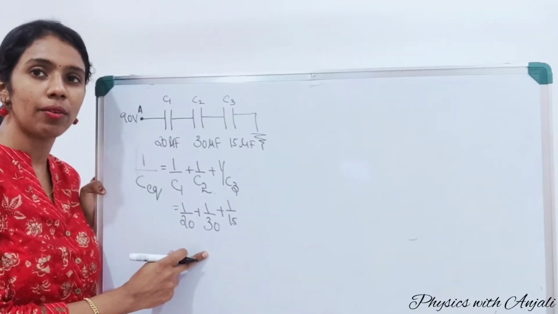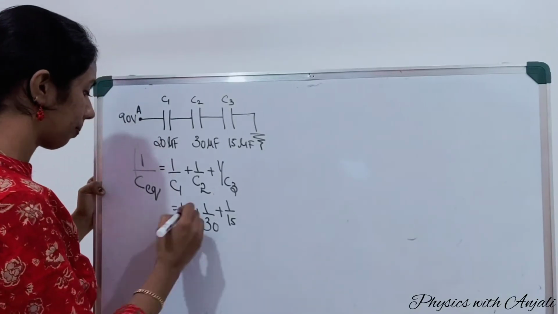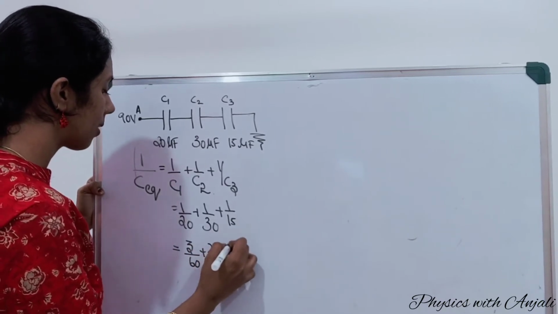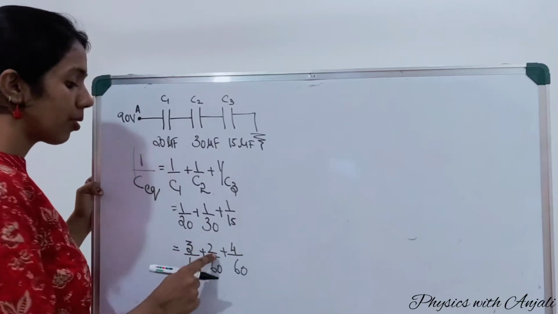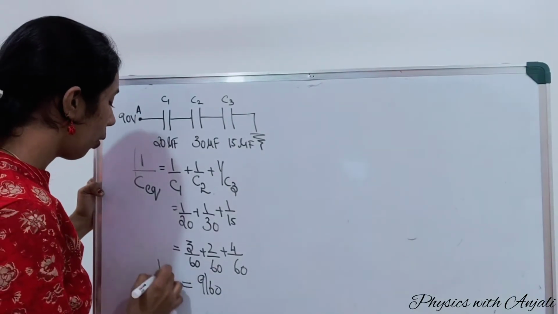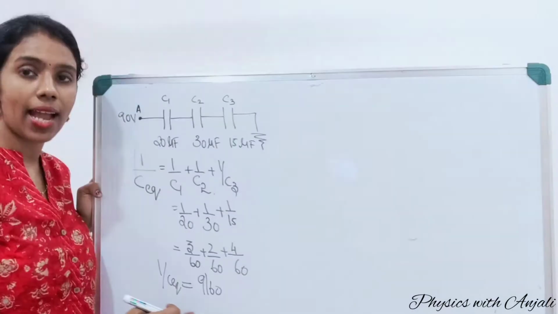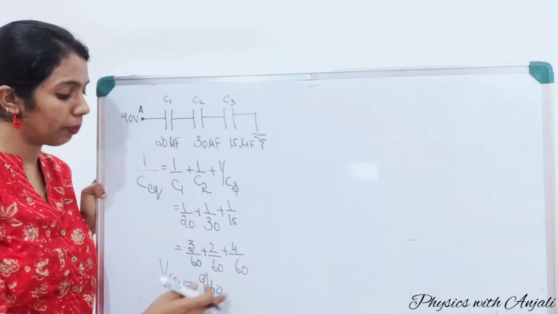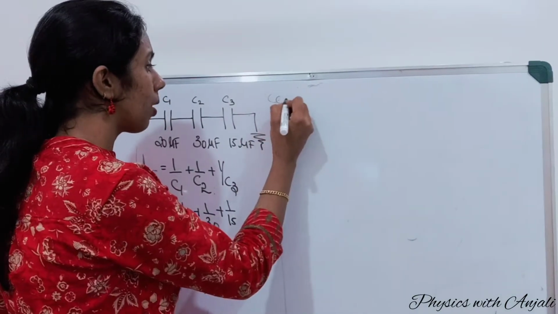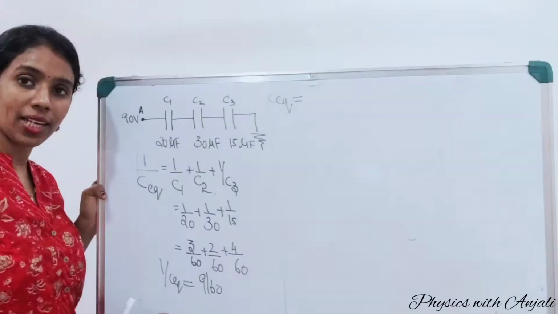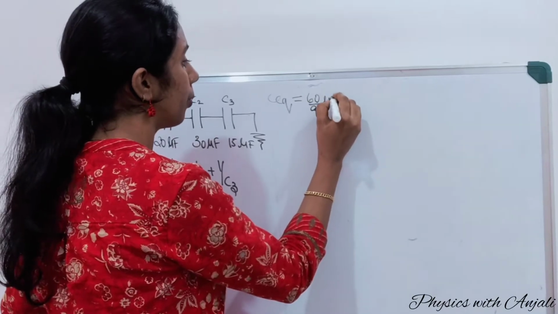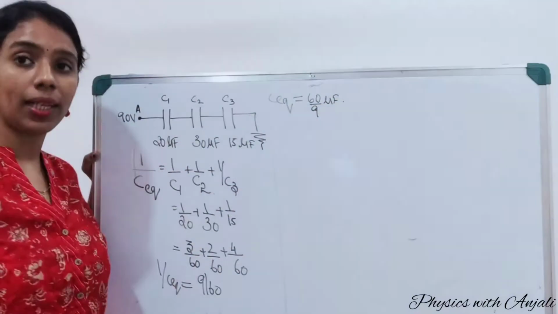In order to solve this, we will find the LCM. So the equation becomes 3 by 60 plus 2 by 60 plus 4 by 60, where 3 plus 2 is 5, 5 plus 4 is 9. So 1 by the equivalent capacitance is 9 by 60. So the equivalent capacitance will be the reciprocal of 9 by 60. So C equivalent is equal to 60 by 9 microfarad. So here we got the equivalent capacitance.